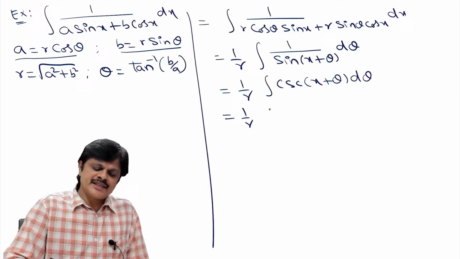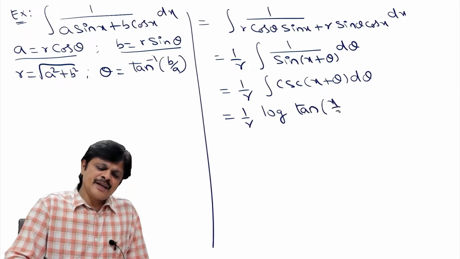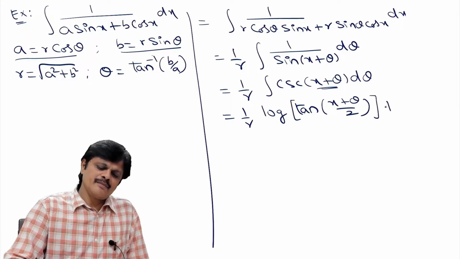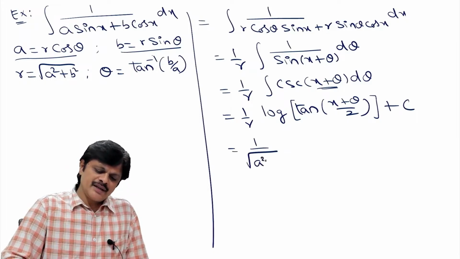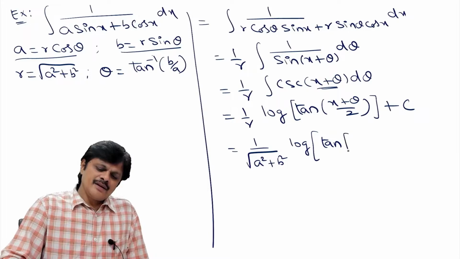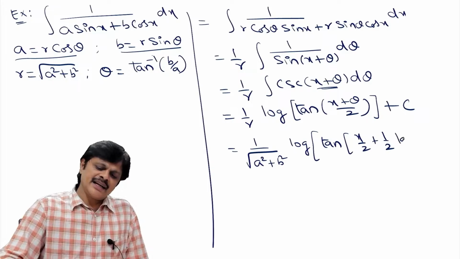And what is the integral of cosecant? The integral of cosecant is log tan of x by 2, where x here means x plus theta, so x plus theta by 2, plus C. Now what is r? r is under root a square plus b square. So it is 1 by under root a square plus b square, log tan of x by 2 plus theta by 2. What is theta? Tan inverse b by a.